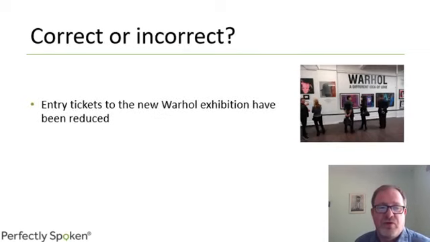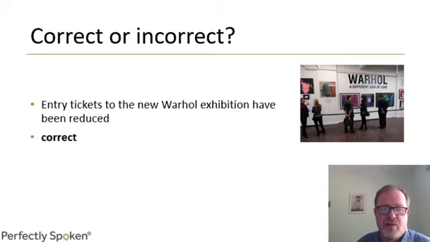Entry tickets to the new Warhol exhibition have been reduced, i.e. they cost less. Is this correct or incorrect? And the answer is correct. Again, it's present perfect.